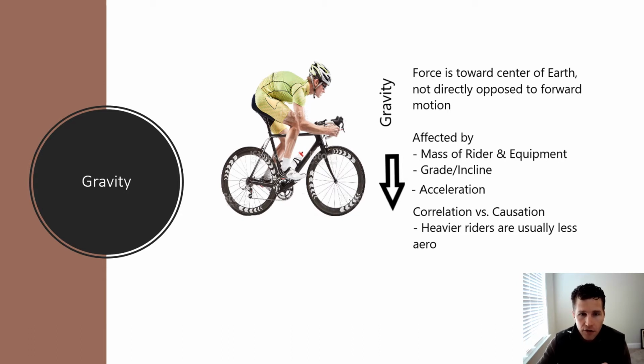Now, you'll notice that I mentioned rolling resistance in the last slide before gravity, and that's because your weight, the weight of all your equipment, does affect rolling resistance, and that's why the ideal tire pressure for a 100-pound person is different from the ideal tire pressure for a 200-pound person.